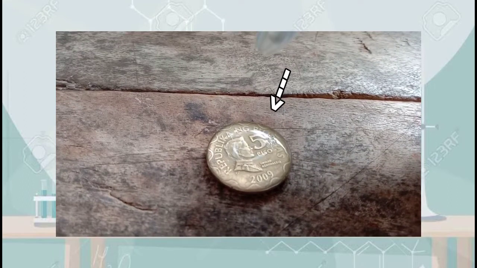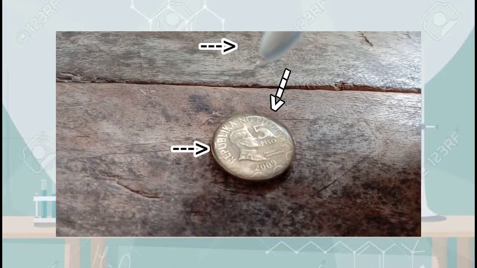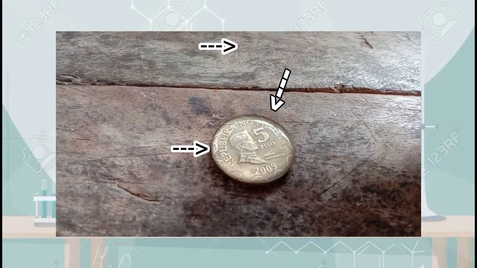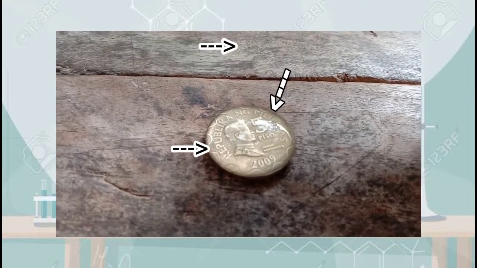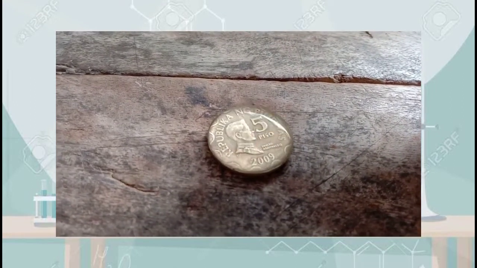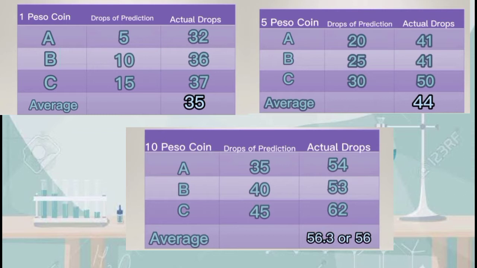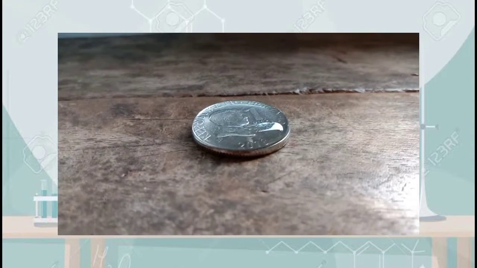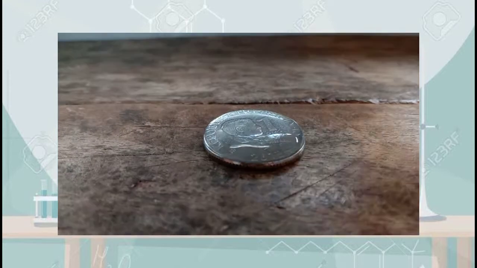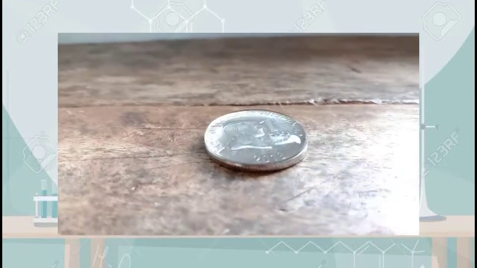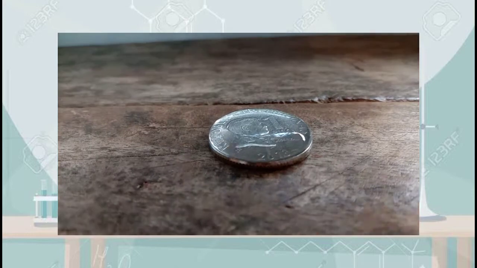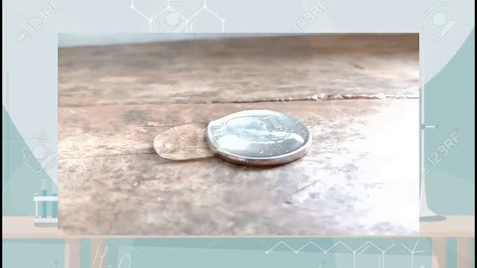What other things besides that affect the number of drops? The distance between the dropper and the coin will probably affect the number of drops, because you cannot control where the water drops on the coin. It seems like water spills from the coins because the distance between the dropper and the coin is far away.